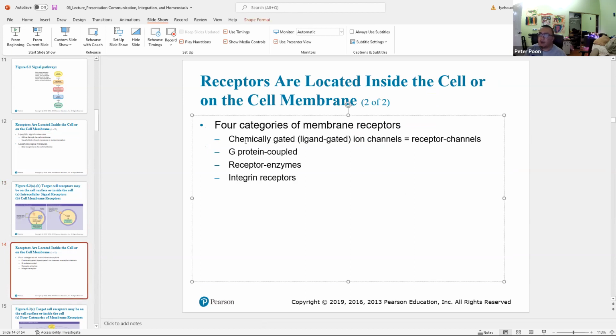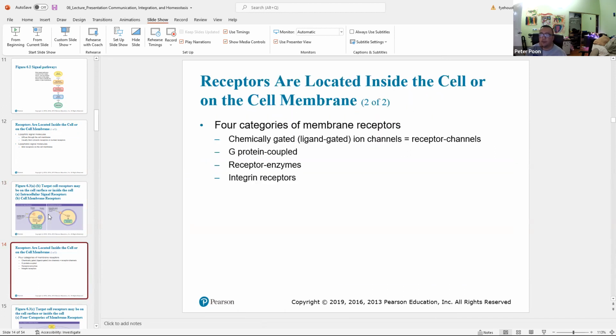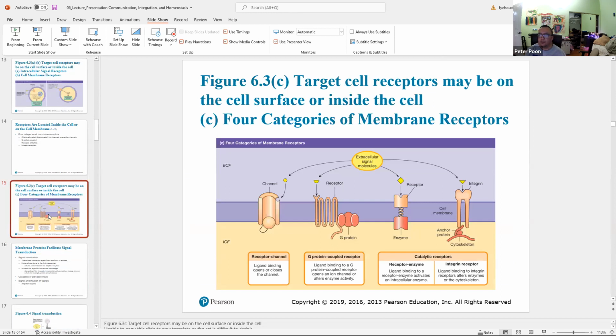Okay, there are four categories of membrane receptors: the chemically gated ion channels, which are really easy to understand, the G protein coupled receptors, and the receptor enzymes, which are not. I think we'll skip the integrin receptors because they're not that relevant. The first three are.